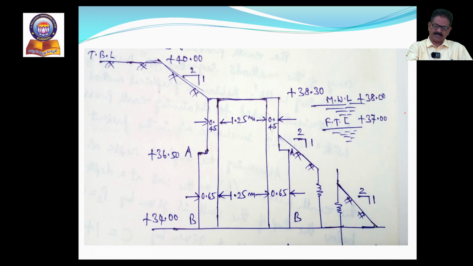Maximum water level in the present case is plus 38 meters. So as per the specifications, the top should be at least 30 centimeters above the maximum water level. Therefore, the top of the well should be plus 38.30 meters. From this figure, we can easily understand that the total height of the well, that is the tower head, is 38.3 meters minus 34 meters. That means a 4.3 meter high well has to be provided as per the given data of this present problem.